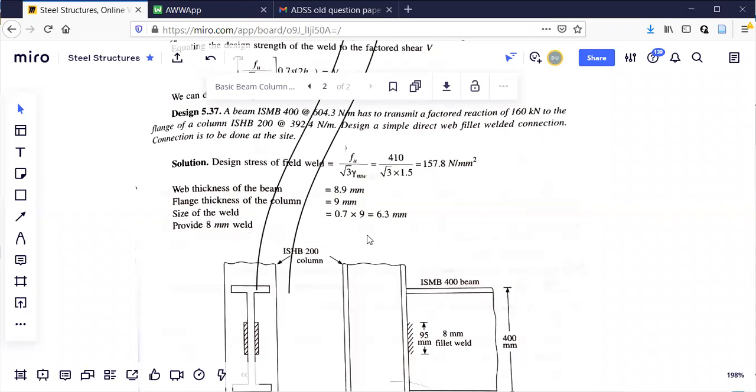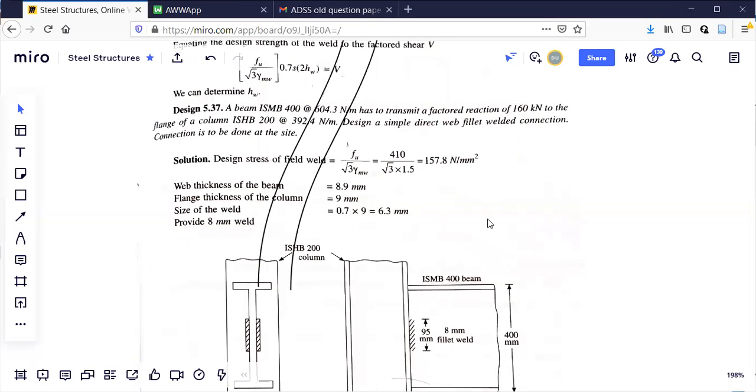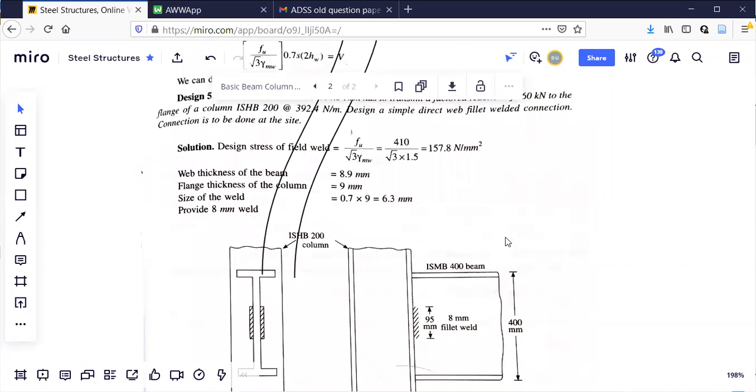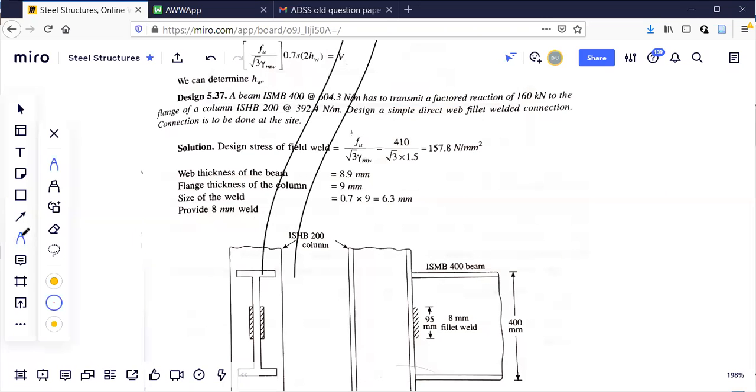I am trying to design the joint now. One of the easiest examples is this one. How to get it observed here. Connection is to be done at the site, they are telling. Read the last sentence here. Connection is to be done at the site, which means gamma MW is there. No, it is 1.5 now. Because at the site means it is not 1.25, it is 1.5.